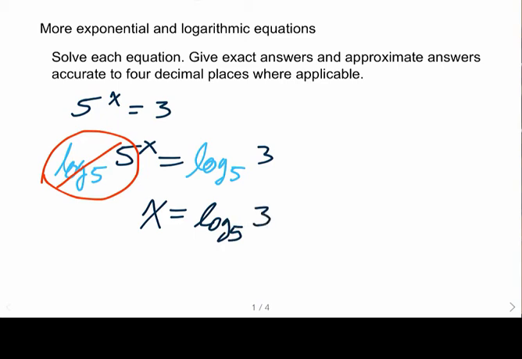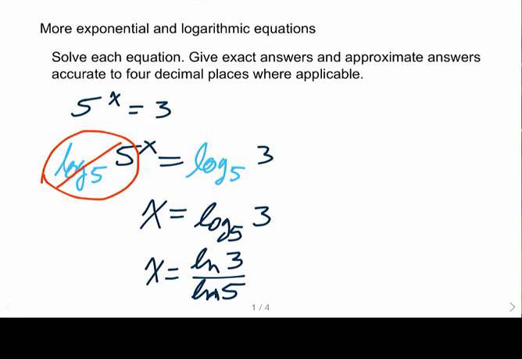But now, while this is an exact answer, this is not useful for a calculator. I'll say it's not calculator friendly. But by using the change of base formula, we can say that this is, for instance, x equals the natural log of 3 divided by the natural log of 5, and that is a calculator-friendly exact answer.